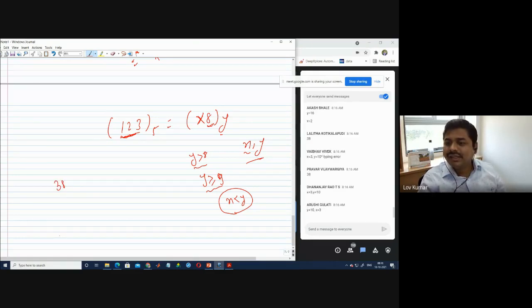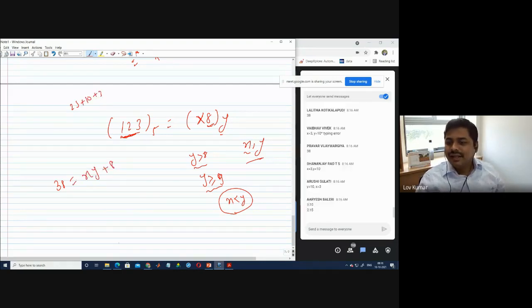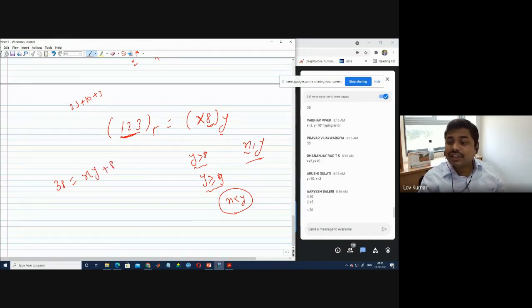We are getting 38. Okay, some students are saying like that. So 5 into 2, 25 plus 10 plus 3, 38. 38 equal to, can we write xy plus 8? Can we write xy plus 8? If you are going to convert this one, we will get xy plus 8.